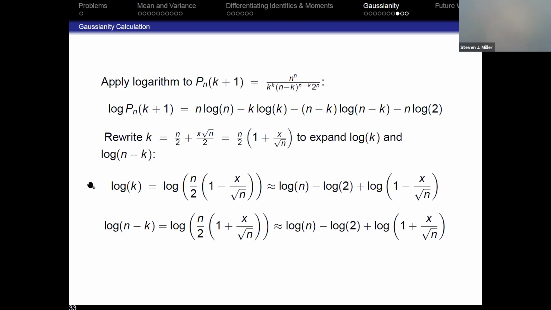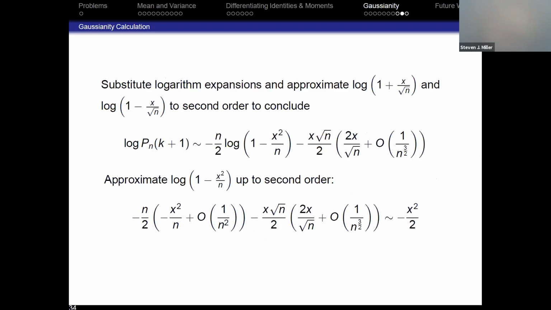Well, we have our formula for k. We plug things in and we just do a lot of algebra. Here we can write the log of a product as the log of n minus the log of 2, and then the log of 1 minus x over root n. So now we just feed all of the stuff in. And so we can approximate the log of 1 plus x over root n and the log of 1 minus x over root n, and we get the following.